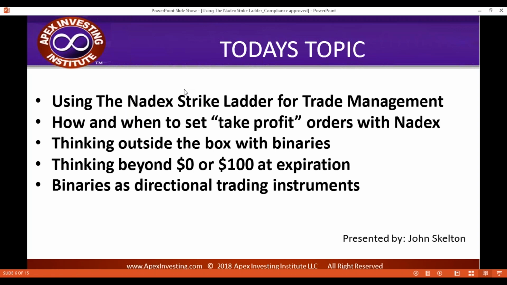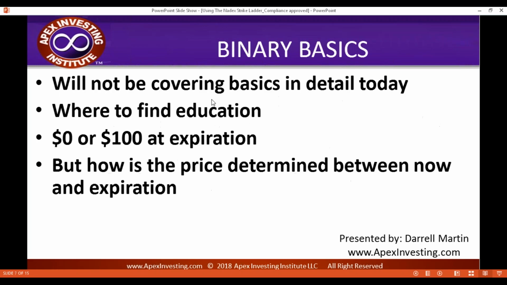I want to talk a little bit about thinking outside of the box with binaries. We all understand the basics that at expiration, a binary is either worth 0 or 100. I want you to think a little bit beyond that, and talk about utilizing binaries for shorter term moves, for directional trading instruments. Just kind of show you how this can really help you understand how to pick the best strike, no matter what system or strategy you might be trading.